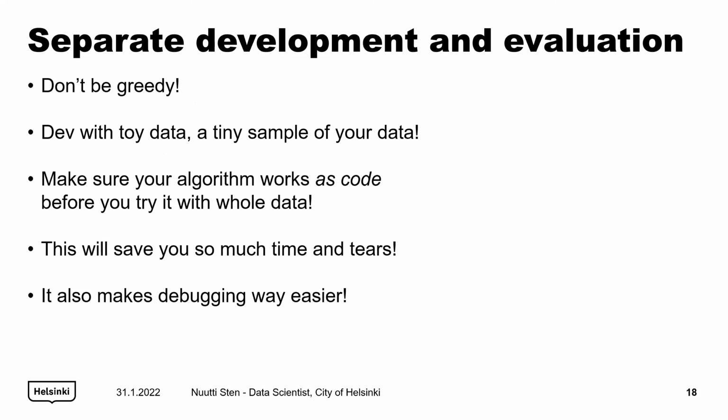Yet another mistake that people make quite often: you're eager to see the good results of your algorithm, and then you take in a whole lot of data and you begin your development, and it just takes ages and ages to run your code. And then you repeat this multiple times, and then you end up using like 100 times more resources for the final product, and a lot of sweat and tears. So make sure your code works as code before you actually move on to the evaluation phase.